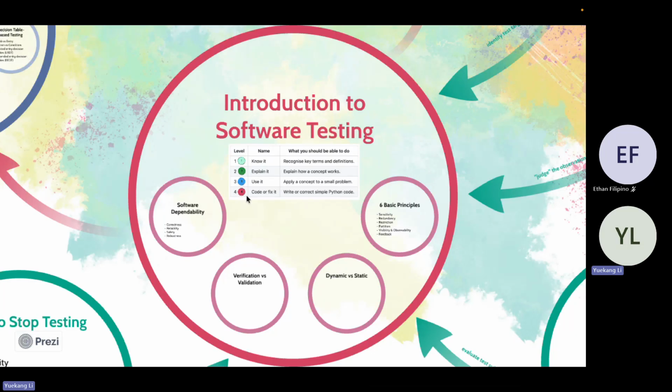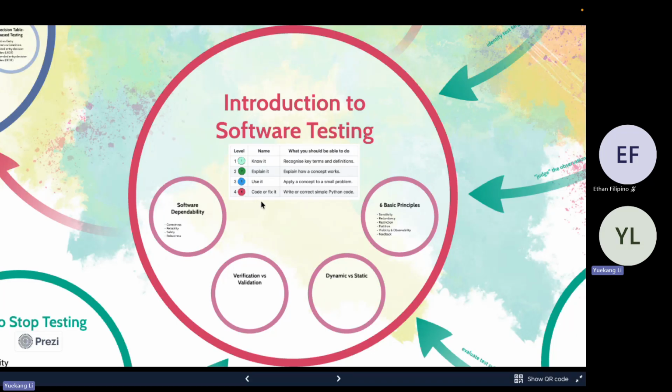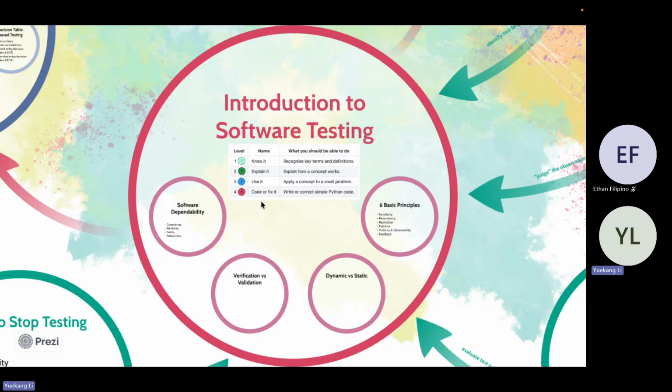The second level is that you are expected to be able to explain why this concept works and how it works. The third one is that you should be able to use the concept to solve some practical problems. And the last one is that you are required to write or fix some code related to the concept. So that's the first concepts.